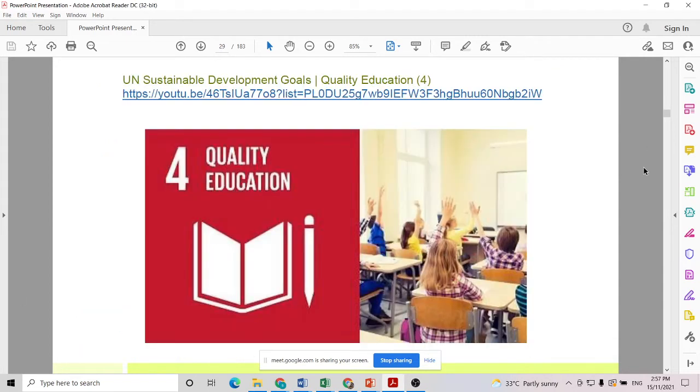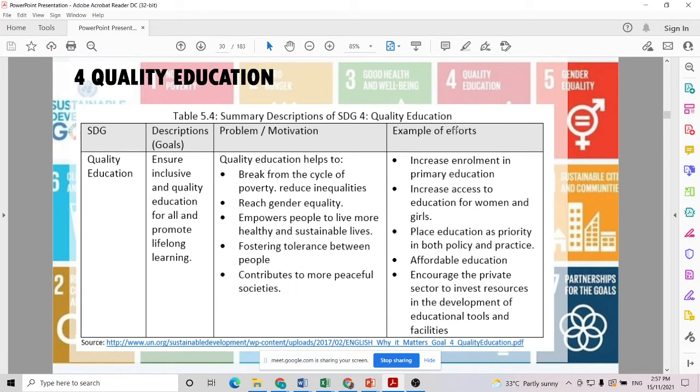Okay, and then how do we do it? Examples of the effort are to increase the enrollment in primary education, increase access to education for women and girls, place education as a priority, affordable education, and encourage the private sector to invest resources in the development of educational tools and facilities. So that is the effort.